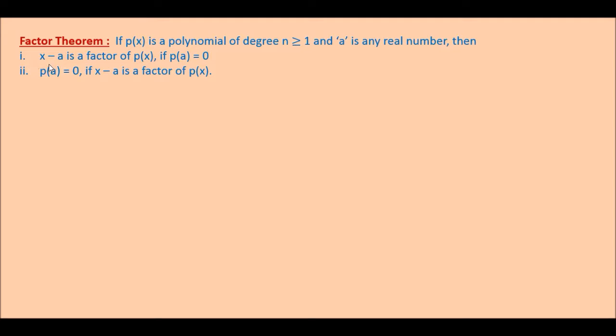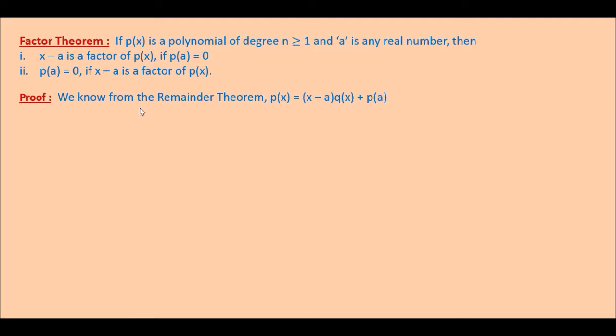Then part 1 is: if p of a is equal to 0, then x minus a is a factor of p of x. And the second part is: if x minus a is a factor of p of x, then p of a is equal to 0.